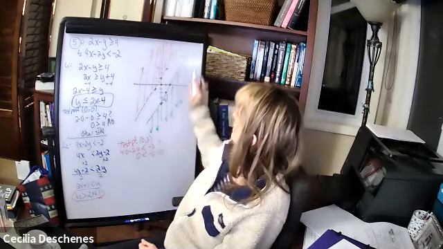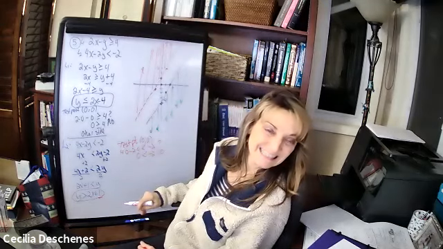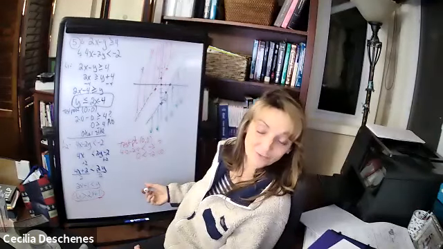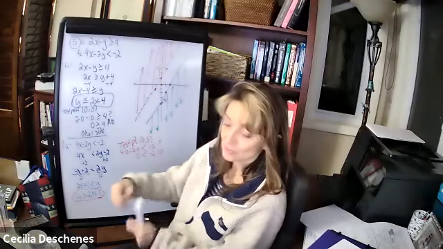So we are right. Okay, so where's the intersection? They don't intersect. There's no place that these lines are overlapping anywhere. So there's no solution.